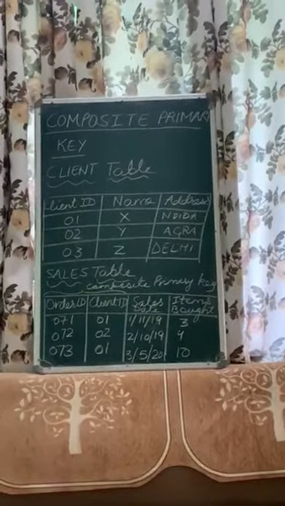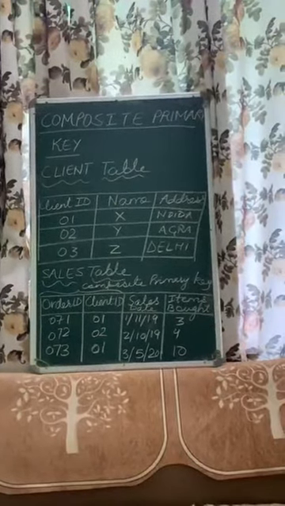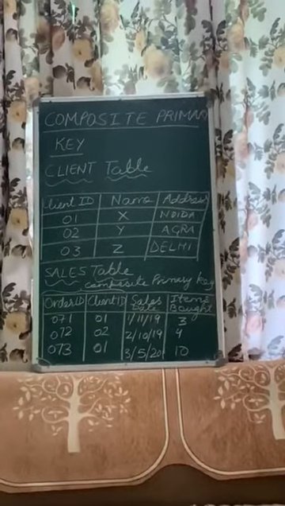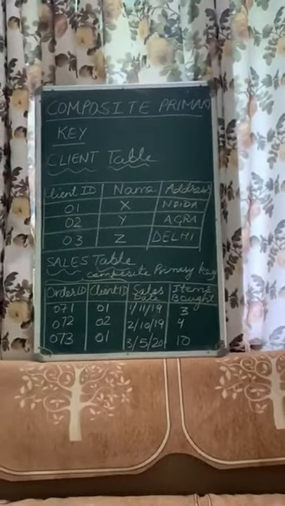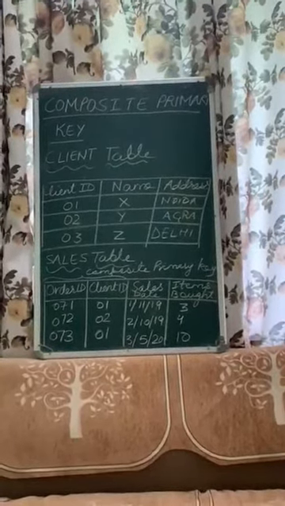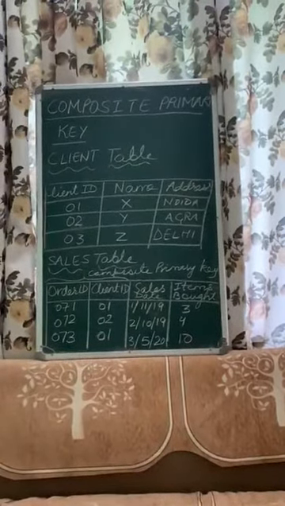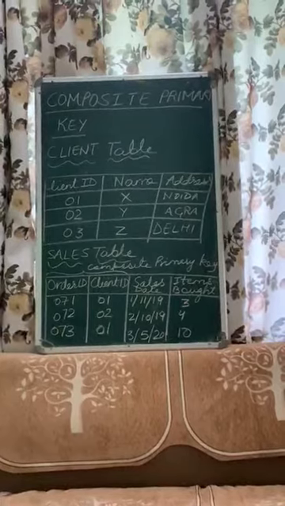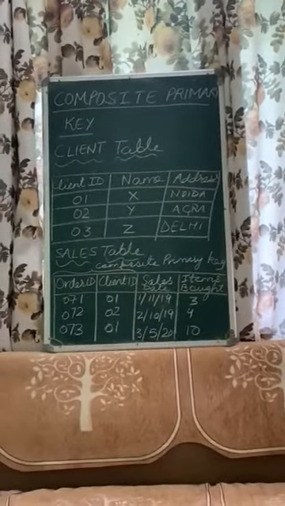Now in the clients table, the entries are the client ID, the name of the client and the address. Now client ID in your client table is a primary key. As you can see, it is unique, and secondly it is not null. That means it cannot have a value 0. So client ID is acting as a primary key in client table.